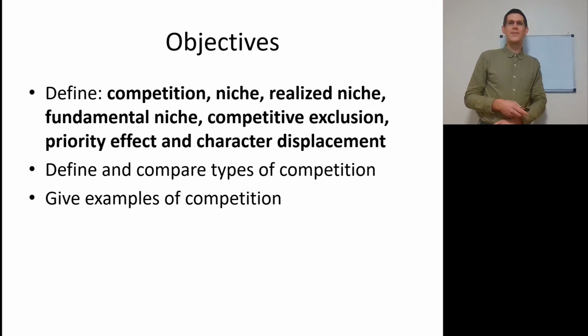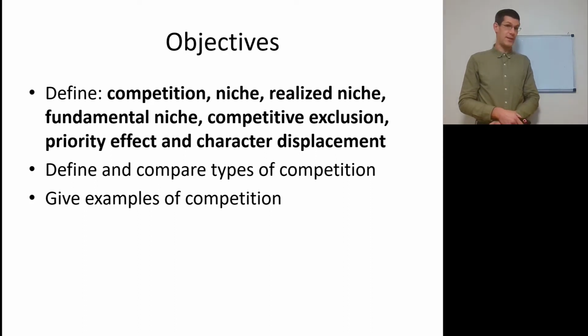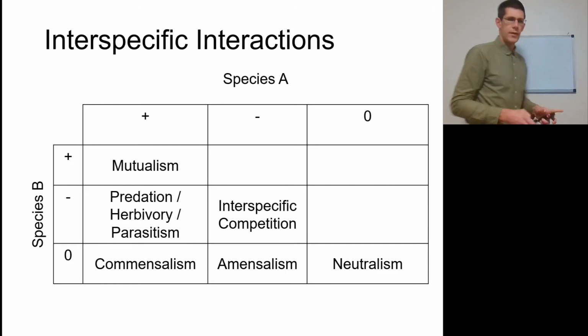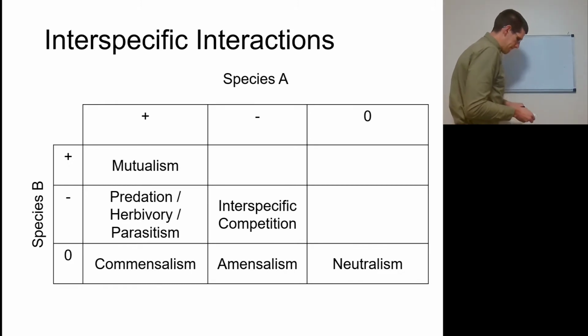We're going to need to define competition, niche, realized niche, fundamental niche, competitive exclusion, priority effect, and character displacement. These are all really good things to cover, and you're going to see them a lot in ecology, a bunch in the next couple of weeks. Define and compare types of competition and give examples, always with the examples of competition. So here we are. Let's get some concepts down.